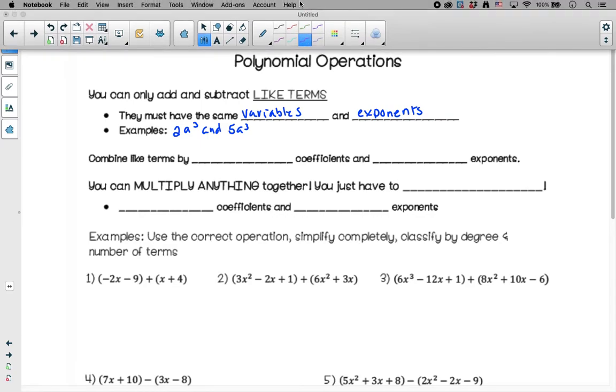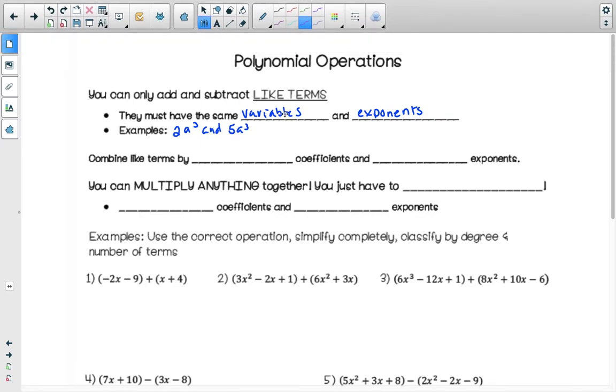Another example would be 4x to the 7th y and x to the 7th y. Because these have the same variables of x, y, and x to the 7th is x to the 7th, we get to put our 4 and our 1 together. Even though you don't see a number here, there is one of them here.